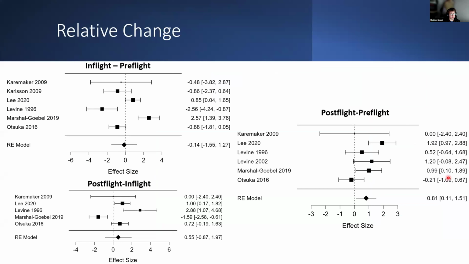Here we have the plots for relative change. As you can see, the in-flight to the pre-flight group does not have much difference, as the model is centered around the 0 value. However, if you look down to the post-flight to in-flight group just below, you can see that this model value starts to shift to the right, starting to indicate that there might be some kind of heart rate increase from post-flight compared to the in-flight values.